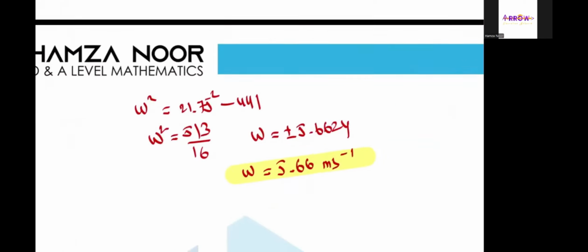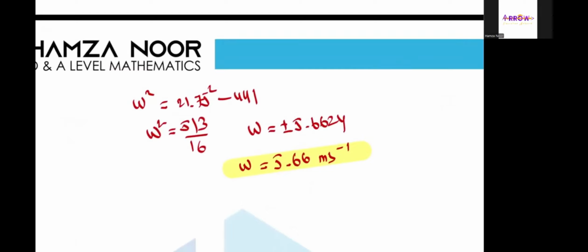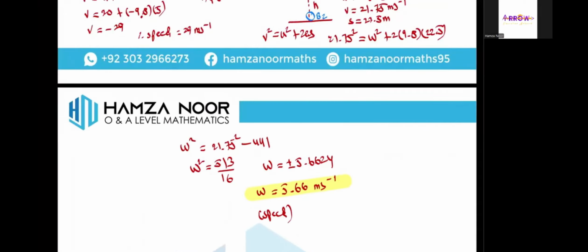However, we are just talking about the speed, so even if you don't mention this plus minus over here, that is perfectly fine. I'm just trying to explain to you that when we take a square root, we get plus minus both, but we will only consider the positive value. This is basically the concept behind this. So here you can just mention speed, that our answer is the speed, which is 5.66 meters per second.